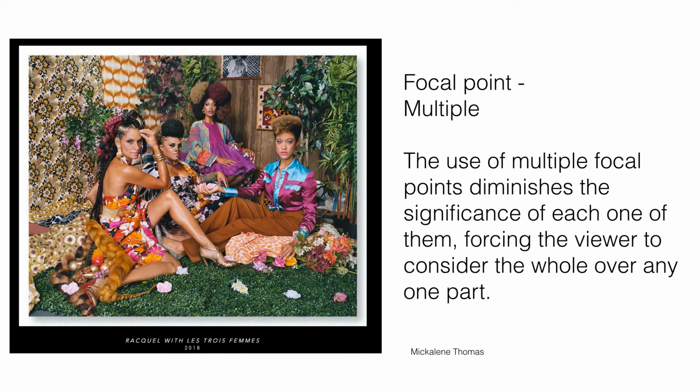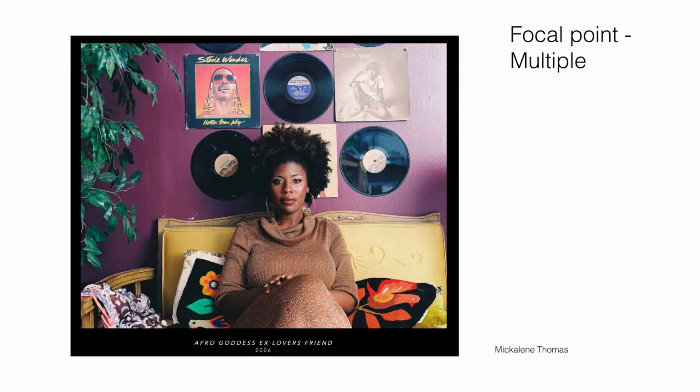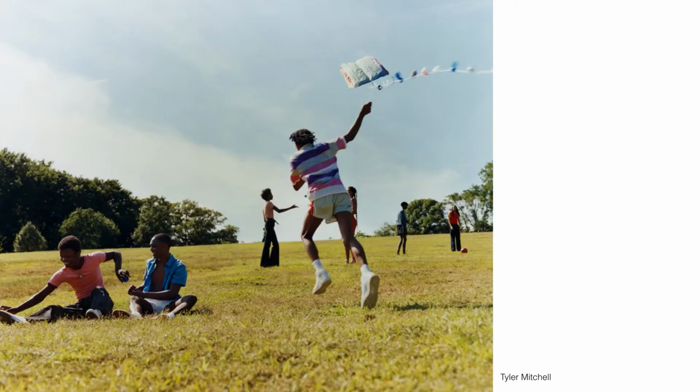So in this example, you can see that we've got multiple figures and each one of them is a strong focal point. And this ends up making us consider the whole rather than one part of the image. So understanding that if you have multiple focal points, that kind of distills and breaks up where our focal area is. So here you can see in Tyler Mitchell's image, we've got multiple figures that are interacting within a space, and we give each one the same amount of time as we do other ones.